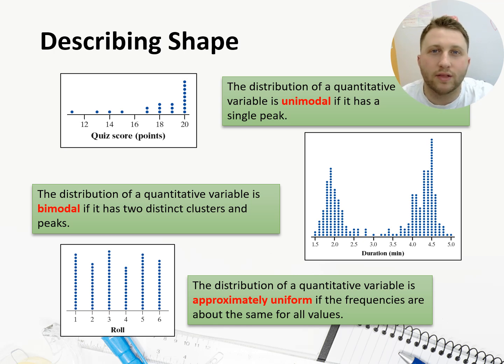Another way that we can describe the shape of a distribution is by looking at its number of peaks, or its modality. So unimodal for 1 peak, bimodal for 2 peaks, multimodal for more than 2 peaks. And again, if there's no real pronounced peak, it's just roughly the same height for all the values, we say that that's an approximately uniform shape or uniform distribution.